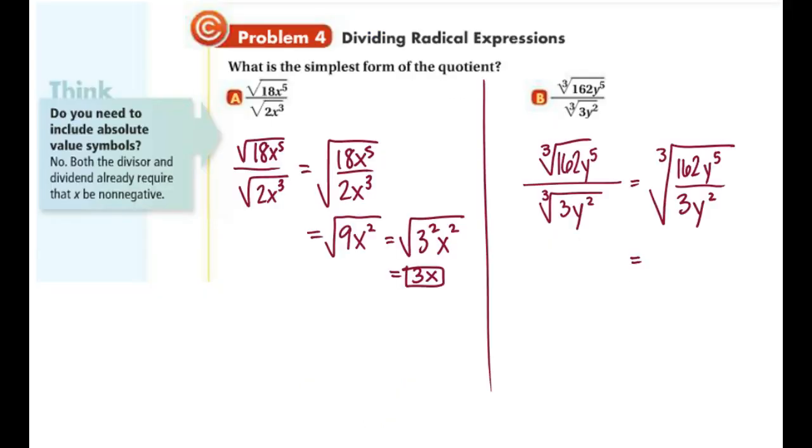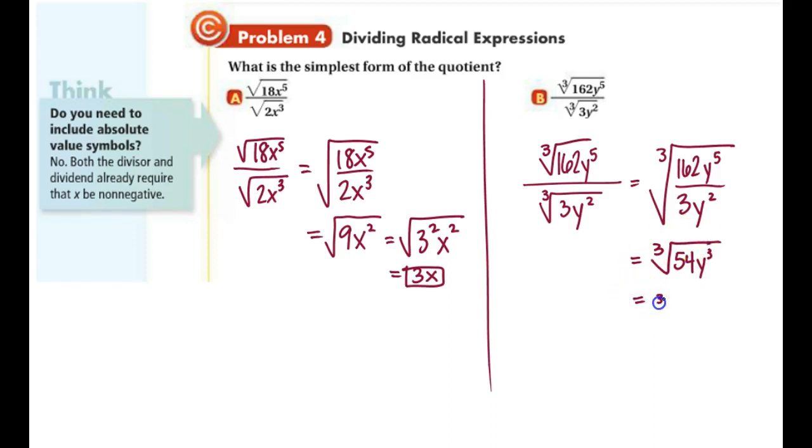In part B, we're given the quotient of the cube root of 162y to the 5th and the cube root of 3y squared. So first thing I'm doing is I'm writing this quotient as the cube root of 162y to the fifth divided by 3y squared. From there, I need to simplify what's inside the radical. So I get 162 divided by 3 is 54, and y to the fifth divided by y to the second is y to the third. Remember, you are subtracting the 5 and the 2 to get 3.